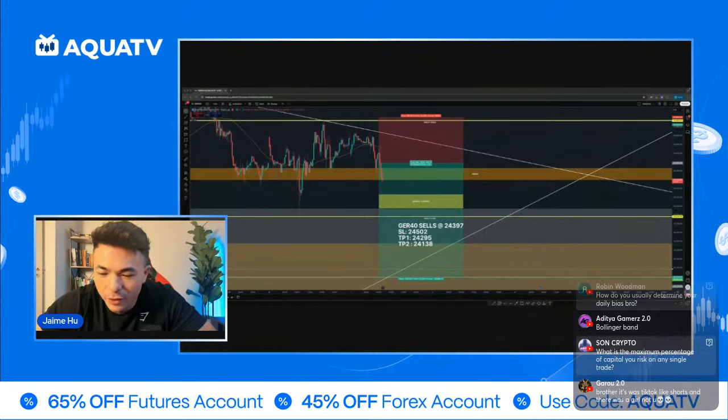On any single trade, maximum, well, I've risked a lot before, but I like to stay within the 0.25 and 0.5% range. Do you use smart money concepts? I like smart money concepts, but I don't use it.